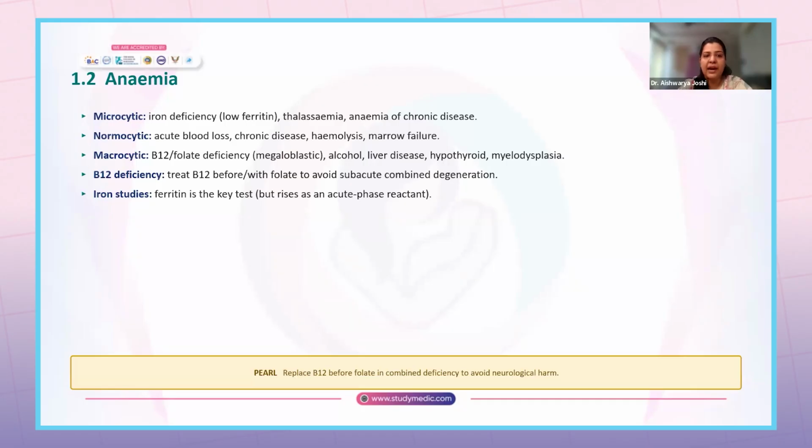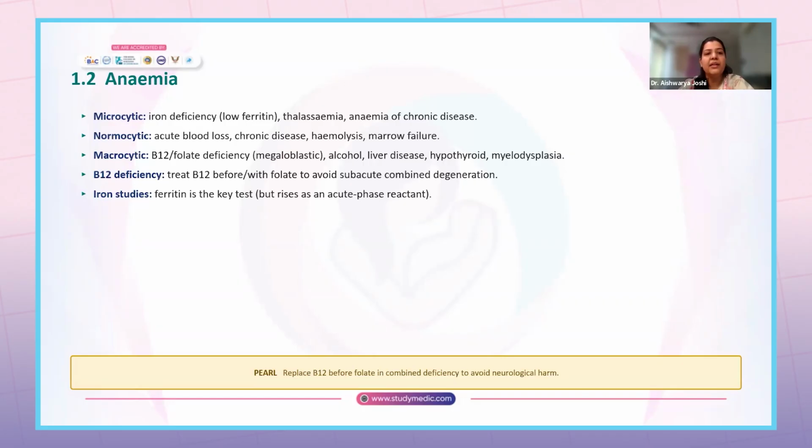Normocytic picture can occur in acute blood loss, chronic disease, hemolysis, and marrow failure. Macrocytic, we all know B12 deficiency, folate deficiency, alcohol, liver disease, hypothyroid state, and myelodysplasia. B12 deficiency, if identified, it has to be treated with B12 of course, but should be given with folate in order to avoid subacute combined degeneration, because the metabolism is interconnected.